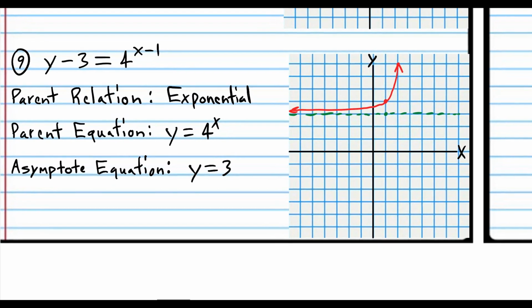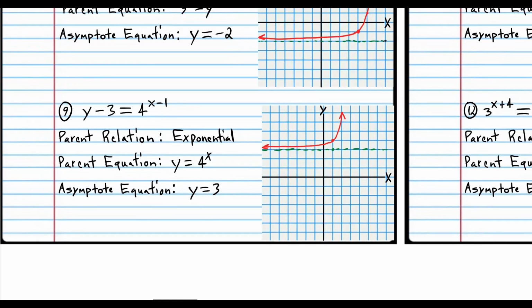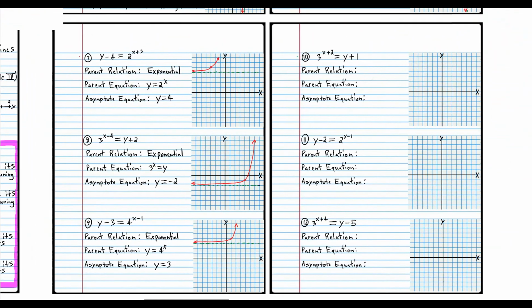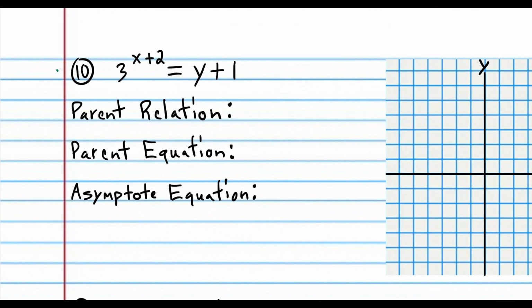So there you go. As you can see, this is not that difficult, but unless you follow these procedures, it can be very difficult. So go ahead and try number 10. What is the parent relation here? It should be fairly obvious because we've done 3 problems so far. It's the exponential. And what is the parent equation? See if you can think of the parent equation. Looking up here, the parent equation is 3 to the x is equal to y. If you got that, good job.